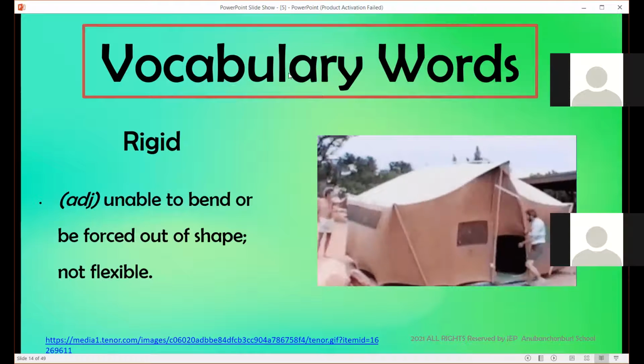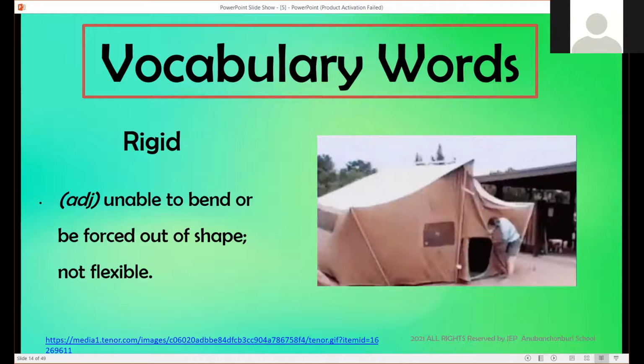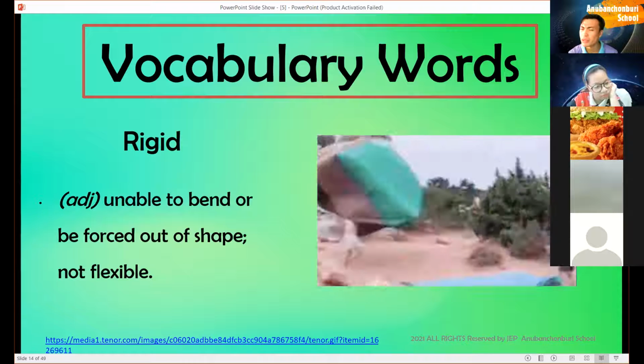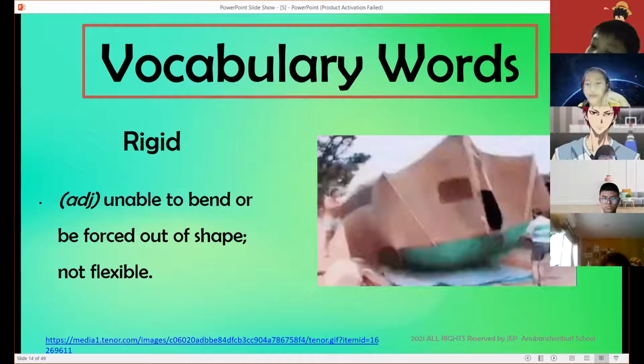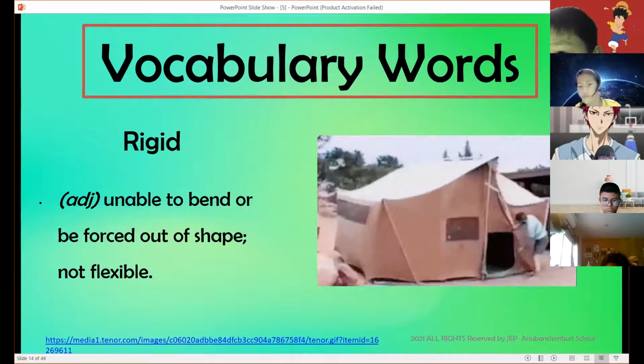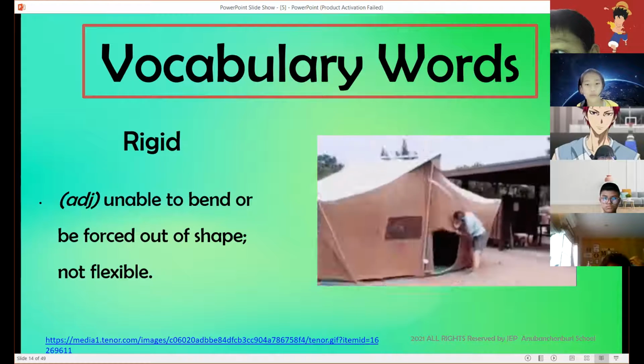Now I would like to explain a little bit about this word. Can you tell me what part of your body you can consider rigid? Can you tell me a part of your body that is rigid? Maybe bone. Yes, our bones. Our bones are rigid.